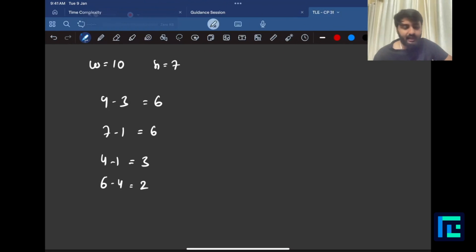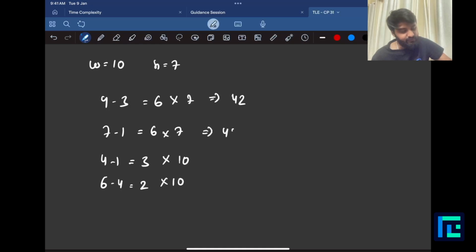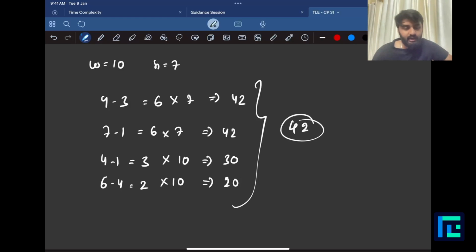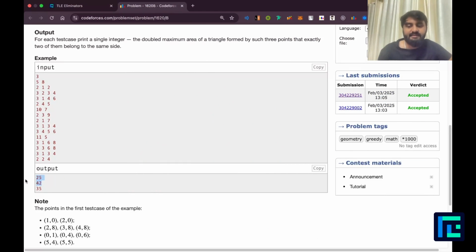This is 2. Now you multiply 6 into, remember this is height, into height. Now from here, width into width. What is this? 42. What is this? 42. What is this? 30. What is this? 20. Take the max. This turns out to be 42. What's the answer? Yes, the answer is 42.